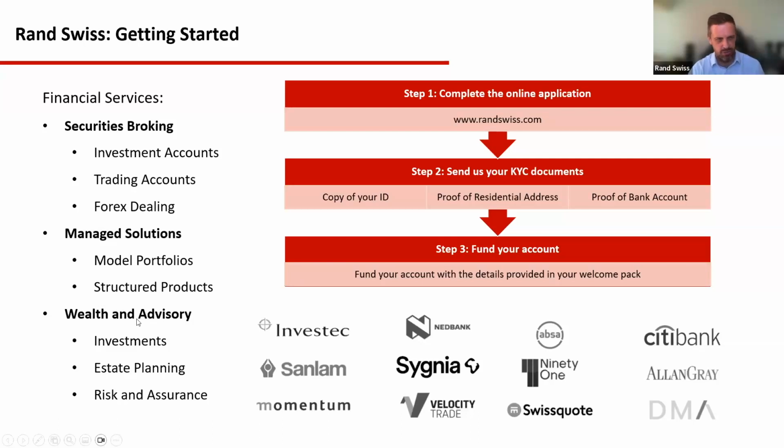And then we've got the other side of the business, wealth. Wealth is where you need someone to advise you on all your financial investments. For managed solutions, you're basically saying, look, guys, I've got X amount of money. I want to invest in the stock market. Please invest it for me according to one of your portfolios.